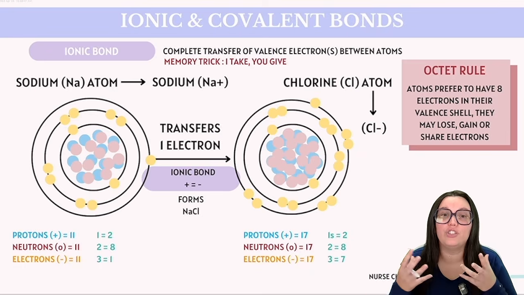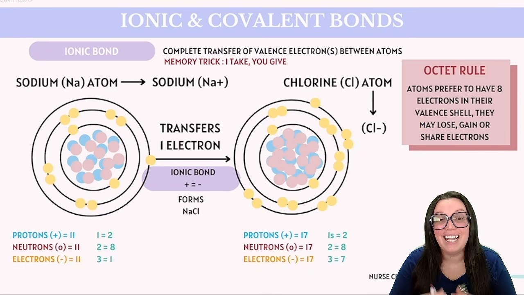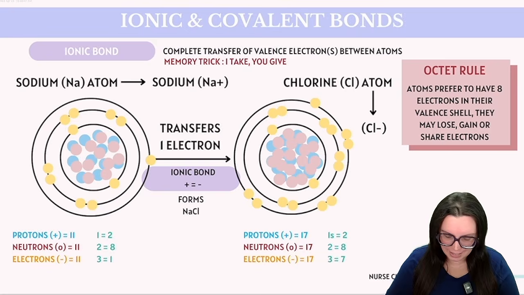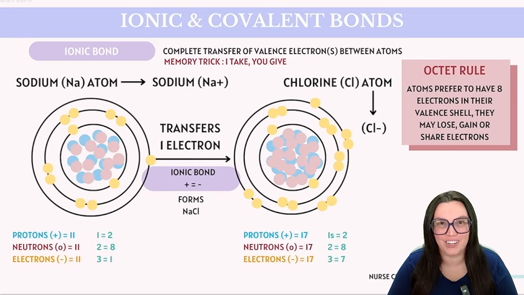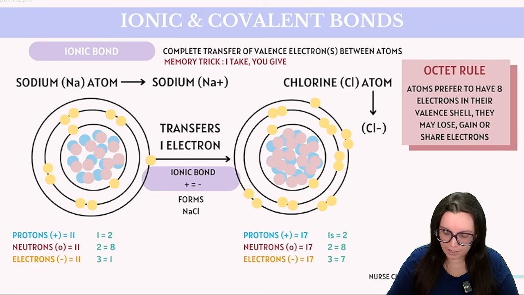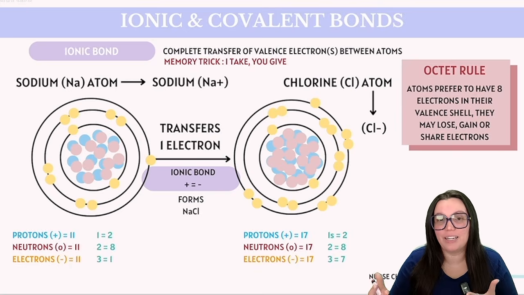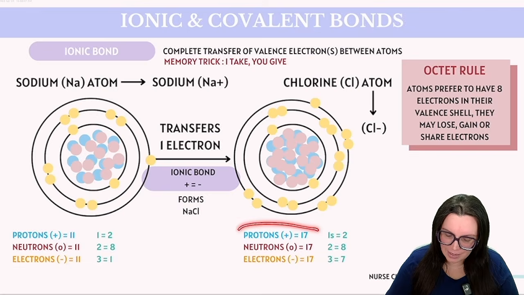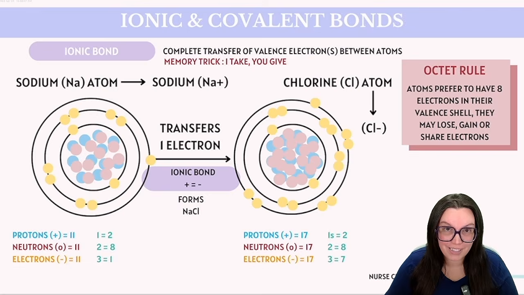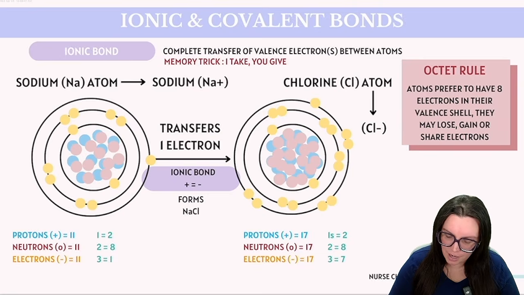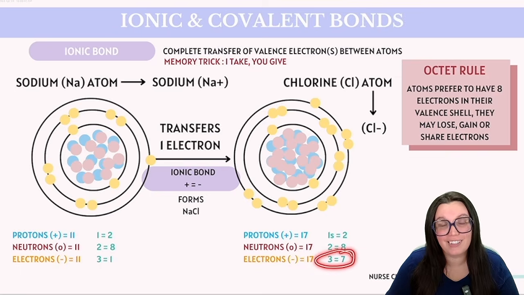Ionic bonds involve the transfer of electrons between atoms. Let's explore how ionic bonds form with an example of sodium and chlorine. Sodium has an atomic number of 11, which means that it has 11 protons and 11 electrons. The distribution of those electrons is as follows. Our first shell is going to have 2, our second shell is going to have 8, and our third shell is going to have 1. Chlorine has an atomic number of 17, meaning that it has 17 protons and 17 electrons. Its electrons are going to be distributed as follows. The first shell is going to have 2, the second shell is going to have 8, and its third shell is going to have 7.